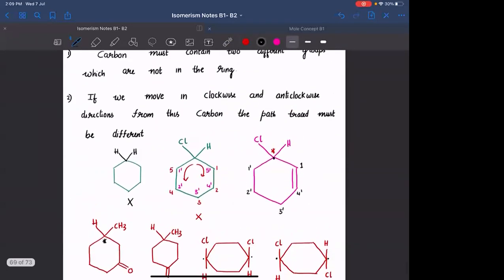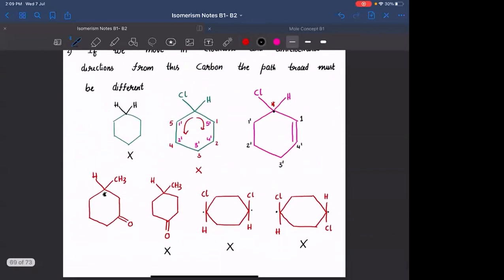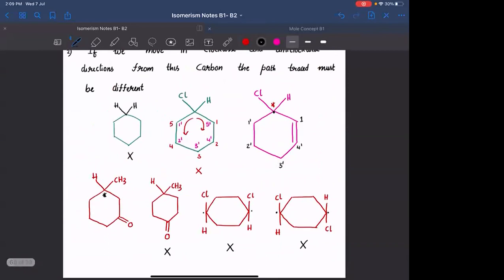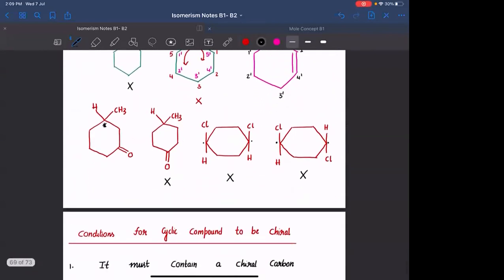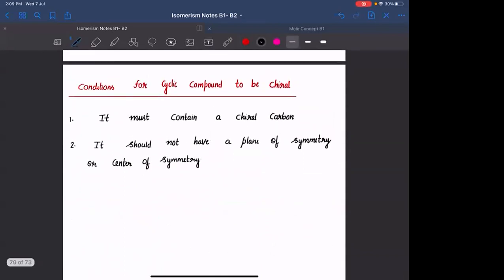Next, I hope this is clear to everyone. So if you know how to see if there is a chiral carbon or not, let us see if the given molecule can be chiral or not. Okay. What is the condition? The first condition is it should definitely contain a chiral carbon. Conditions for cyclic compound to be chiral, it must contain a chiral carbon. Chiral carbon definitely hona chahiye, then only we need to see if the compound will be chiral or not. Next point, it should not have plane of symmetry or center of symmetry.